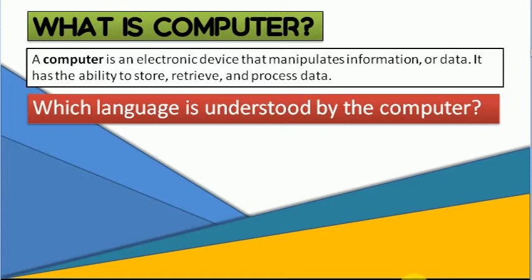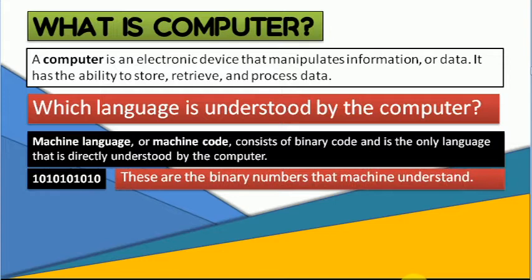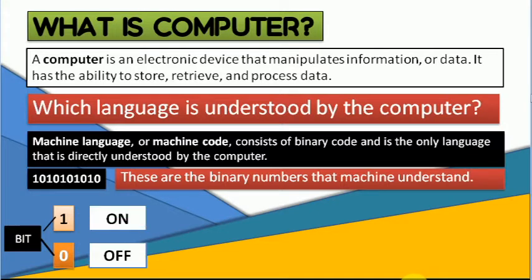What language does a computer understand? It understands machine language, that is called machine code. It consists of binary code. So what is binary code? 10101110, these are the binary numbers that are understood by the computer. So what are 1 and 0? 1 and 0 are bits. What is the meaning of 1 and what is the meaning of 0? 1 is on, 0 is off. True or false: 0 means false, 1 means true.